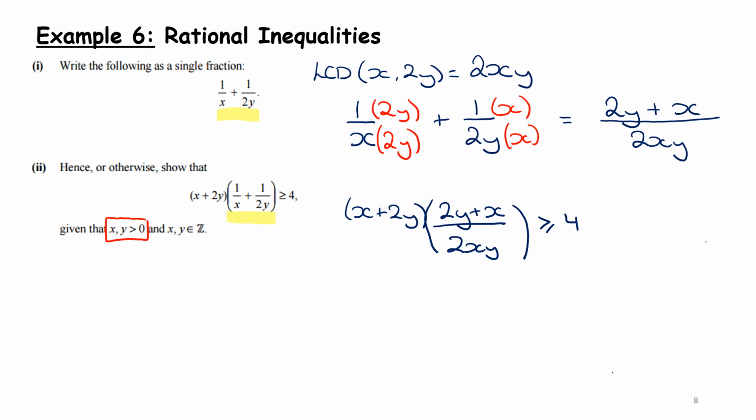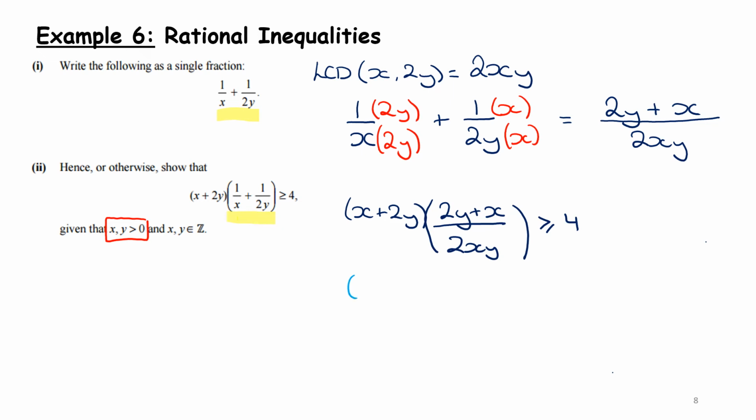Here, they've taken away that layer of complication. So they've said x, y greater than 0. So I know that x and y are both greater than 0. They're both positive. So I do not have to worry about multiplying by x and y because it will not change the sign of the inequality. So the inequality itself will not change.